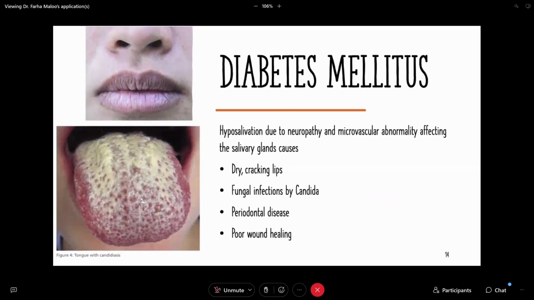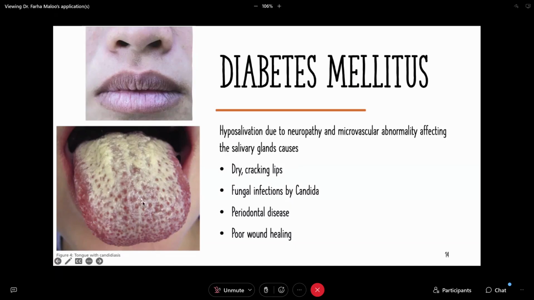Diabetes mellitus is the most common endocrine disorder. Diabetes is known to cause several neuropathies as well as microvascular abnormalities. These abnormalities, if they affect the salivary glands, will result in decreased salivary production. This will cause dry, cracked lips, as well as periodontal diseases or diseases of the gums. Diabetes mellitus will predispose the patient to hypoimmunity and result in fungal infections by Candida albicans.